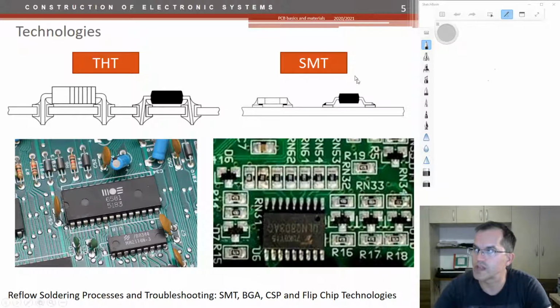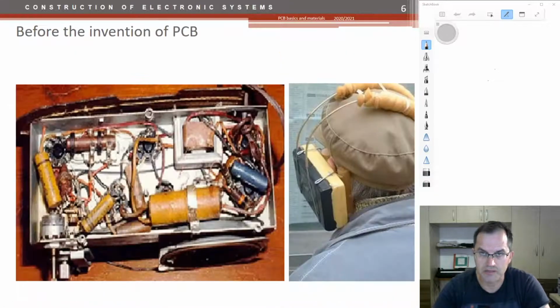On the other side, we have surface-mounted technology, which took place in the 80s, and then more or less most of the high-end electronics is made of this technology, and you have the surface-mounted components that are soldered on a single side. You can then have double-sided placement and so on, but these are details.